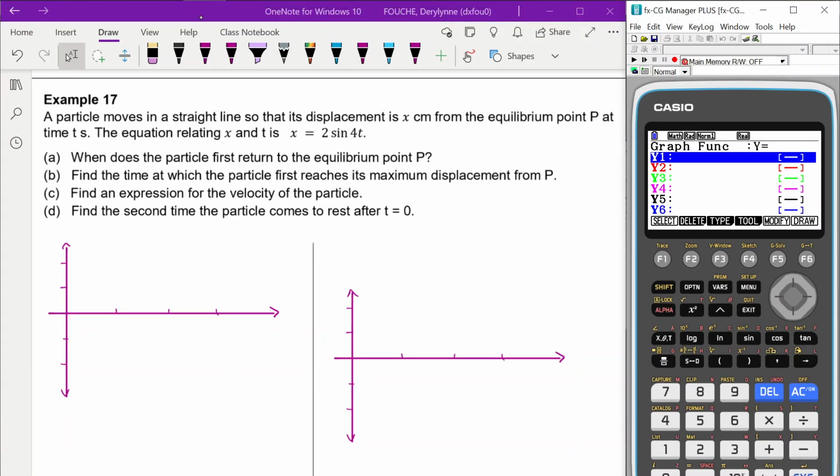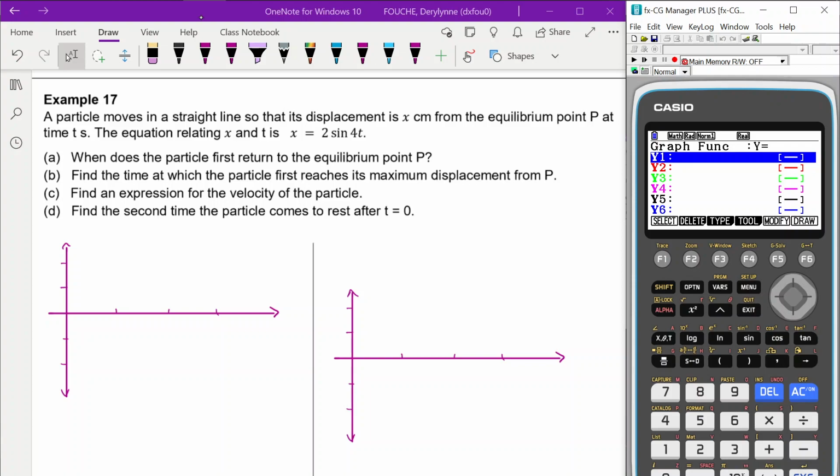Alright, now we're going to have a look at a tech active example. Still kinematics. So a particle moves in a straight line so that its displacement is x centimeters from the equilibrium point P at time t seconds. The equation relating x and t is x equals 2 sine of 4t. And the first question says, when does the particle first return to the equilibrium point P?